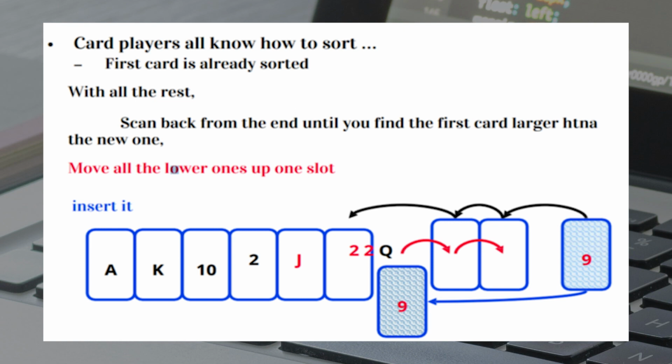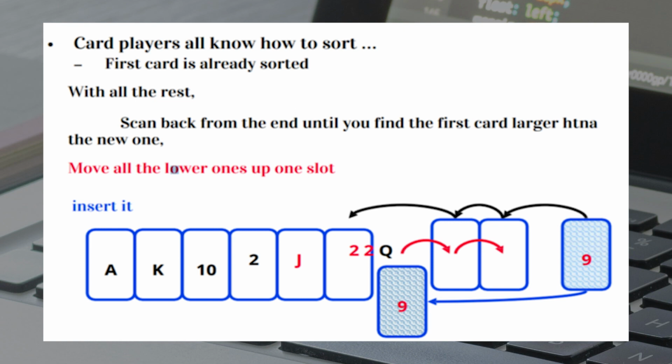In playing cards, the sequence is K, Q, J, 10, 9, 8, 7, 6, 5, 4, 3, 2, 1. Now, if we want to perform sorting, we consider the first card, A, as already sorted. Then we consider the second card and compare it with the first card. The second card is also in an appropriate place. Then we'll continue like this.